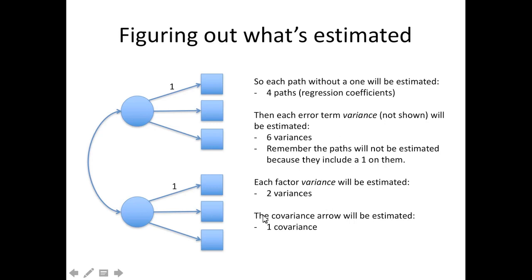Then there's the covariance, or the correlation, here. So 1 there. So we're going to estimate 13 parameters: 1, 2, 3, 4 regressions, 5, 6, 7, 8, 9, 10 for the error variances, 11, 12 for the factor variances, and 13 here for the covariance. Generally what people forget to estimate is these factor variances. Your exogenous variables get variances, your endogenous variables get errors. And we'll do a bunch of these.